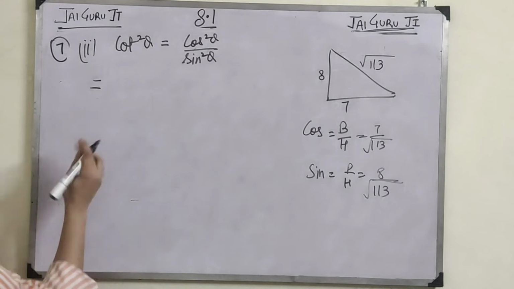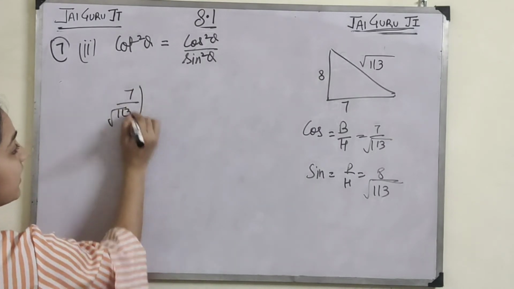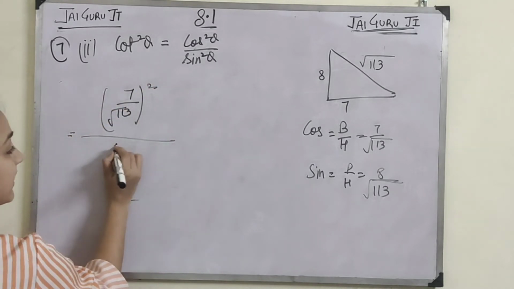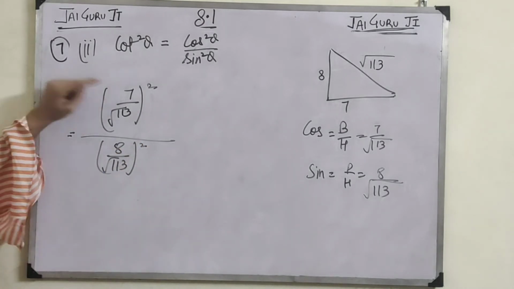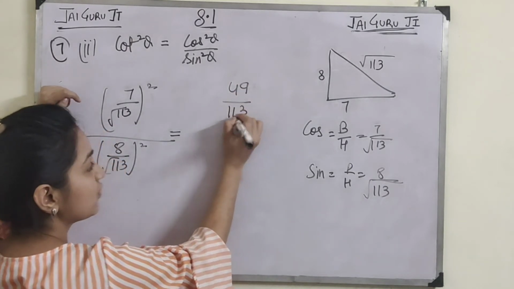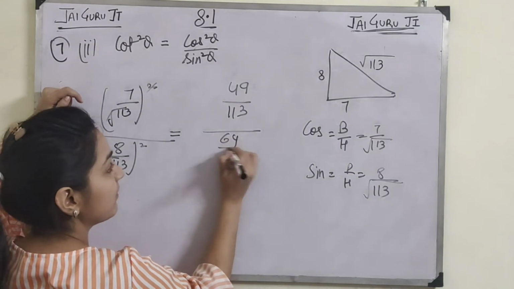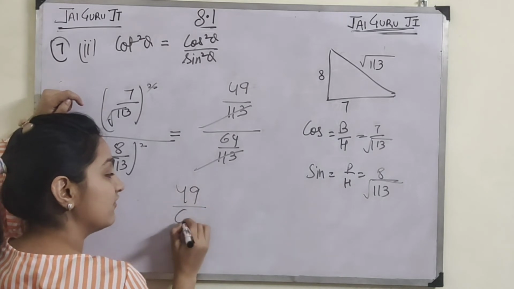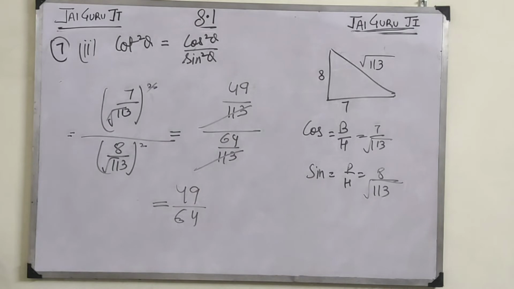So if I put here cos square, 7 upon root 113 whole square, upon 8 upon root 113 whole square. The square of 7 is 49, and 113 will come here because square and root always cancel. Again 64 upon 113. Double reciprocal, this has been cut. Again the same answer has come, 49 upon 64. You can just please note it down.